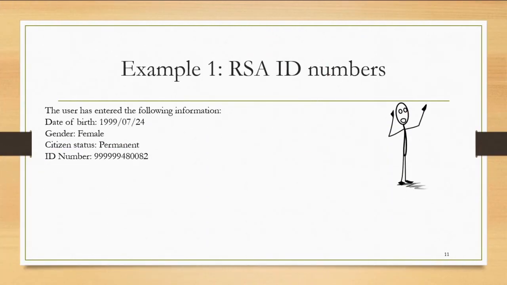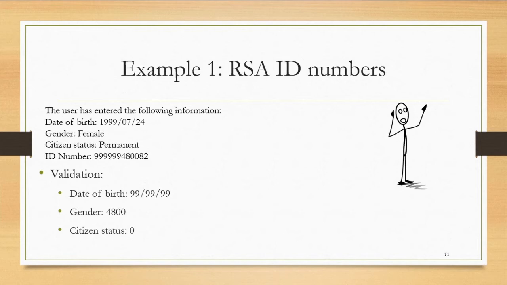We get the following information from a user. Their date of birth is the 24th of the 7th, 1999. They are female, they are permanent, and there is their given ID number. Let's look at the validation. We see that the given birth date is 99/99/99, which is kind of impossible, as you cannot be born on the 99th of the 99th month. Their gender is 4800, which falls into the female category, and they say they are a citizen, but clearly they stated that they are permanent. Thus, the data is invalid.